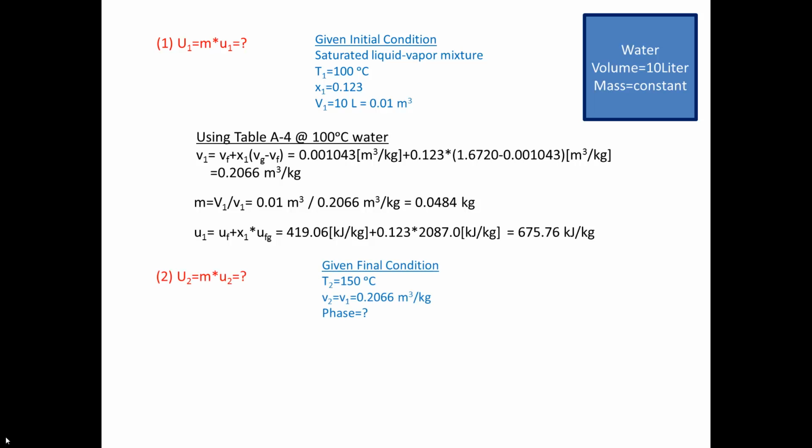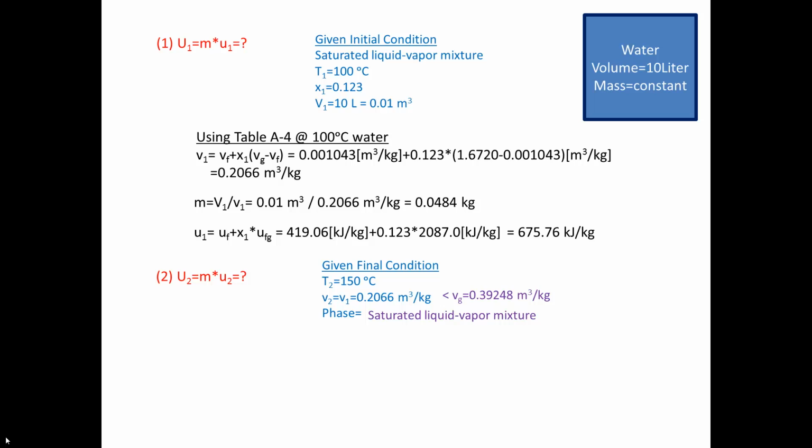In order to find the final internal energy, we must understand the final phase of the system. Since the system is a rigid tank, the final specific volume is the same as the initial specific volume. We can compare the value of final specific volume with the values of specific volume at the saturation temperature of 150 degrees Celsius using table A4. The final specific volume is actually less than the value of saturated vapor condition. Therefore, the final phase is still a saturated liquid vapor mixture.